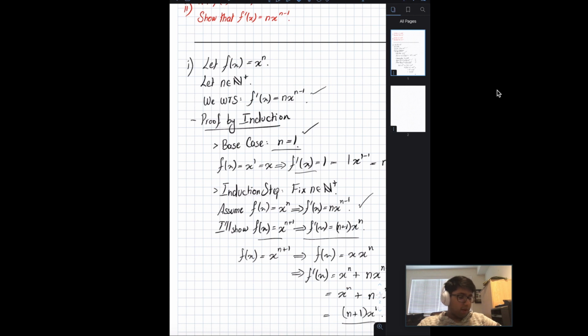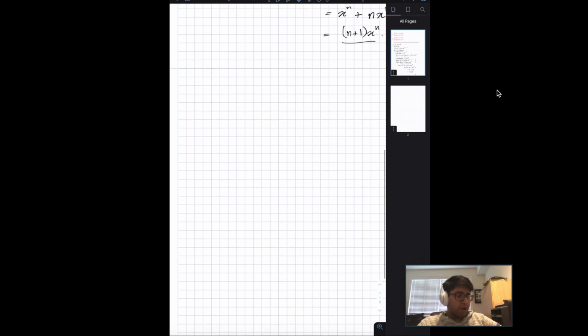However, I actually personally like another method, and this other method is also used to prove part 2. So everything remains the same. My function is still x to the power of n. In this case, n is a real number.